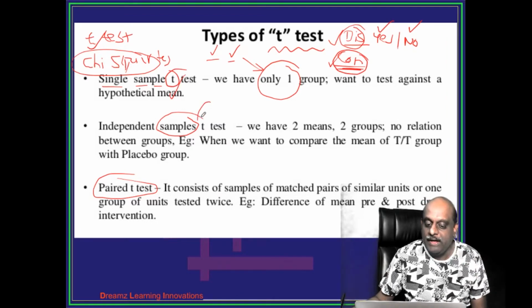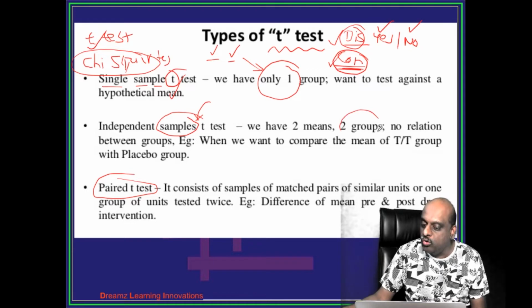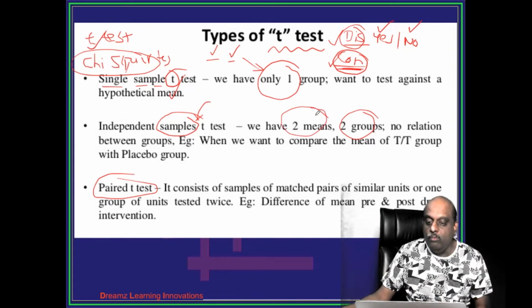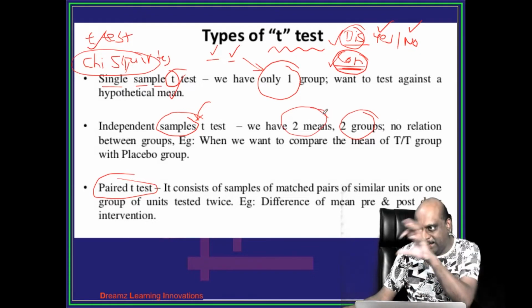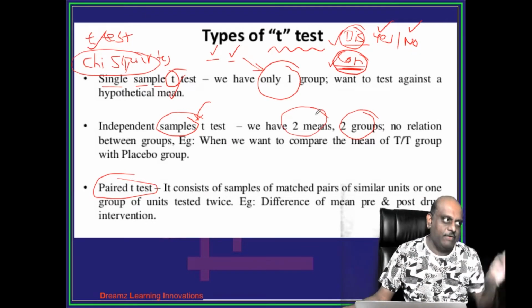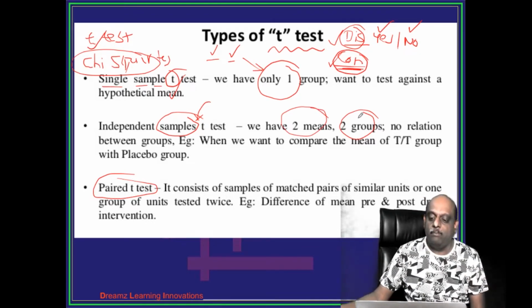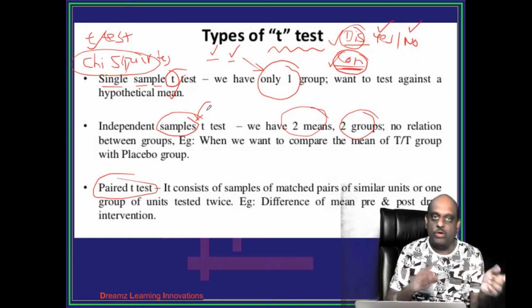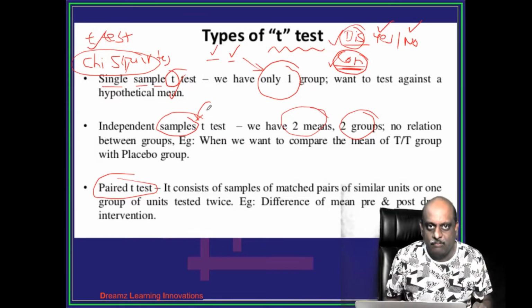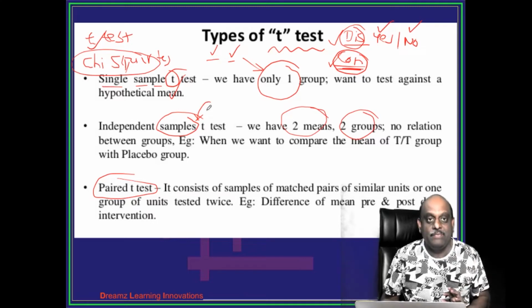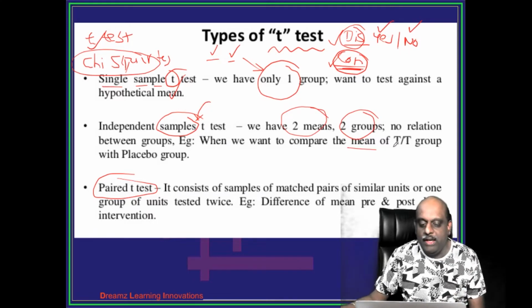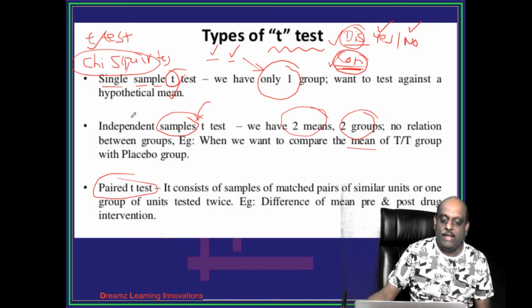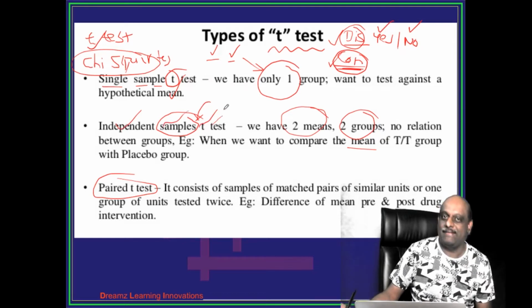Okay? Independent samples. We have two groups, Delhi and Bombay. We have two means, the mean value of the weight in the Delhi population versus the mean value of the weight in the Bombay population. There is no relationship between these two groups. Bombay is one, Delhi is another. And we want to compare the mean of these two, that is independent sample t-test.